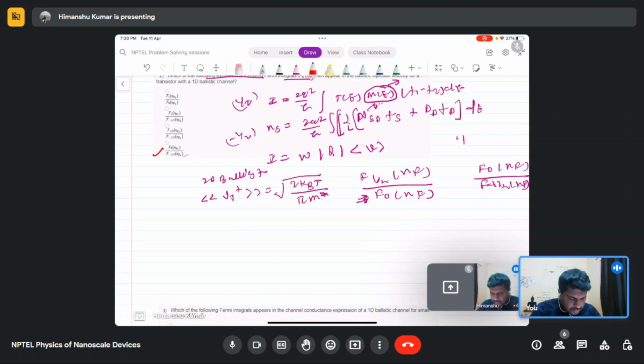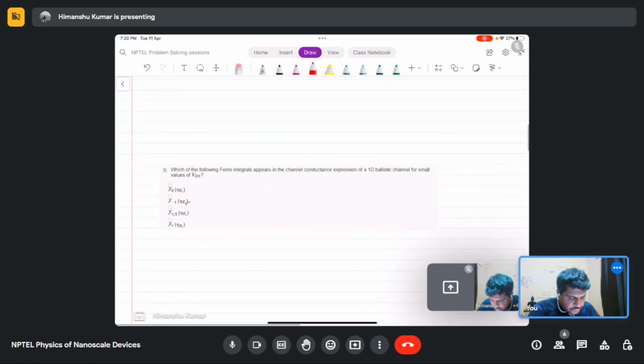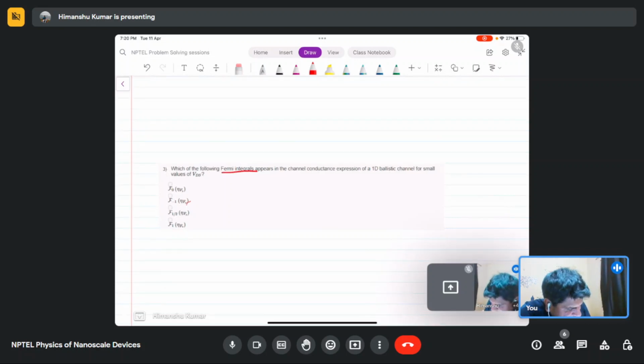Okay, let's just see. Which of the following integrals appears in the channel conductance expression? Channel conductance expression. Okay. So for a 1D ballistic channel, for a small value of V_DS.